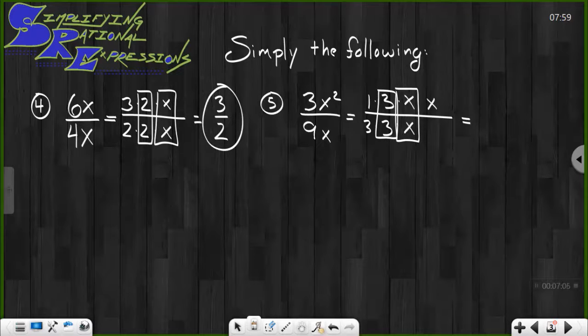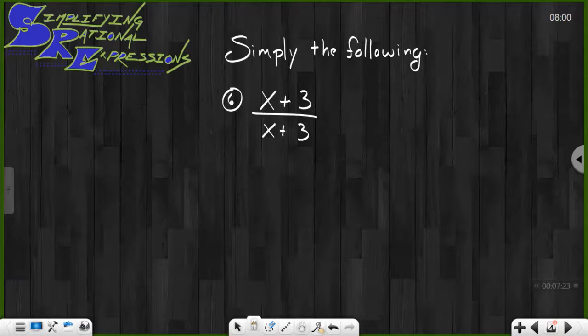And that would leave me with 1 times x up top, which is x. And on the bottom, I've just got a 3 times the 1's, because remember, these are 1's when they cancel out. It's not 0, okay? So as we cancel it out, we get x over 3. And that's what 3x squared over 9x would simplify down to. Let's go to our next example.